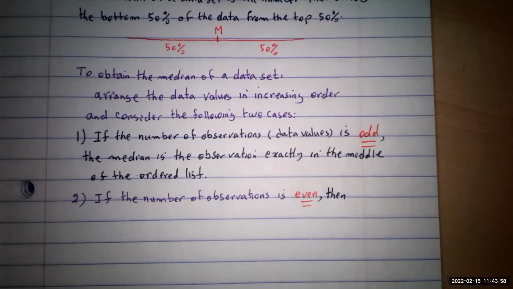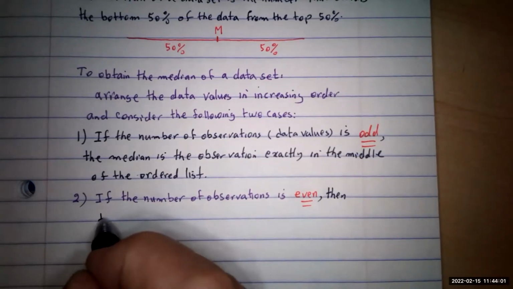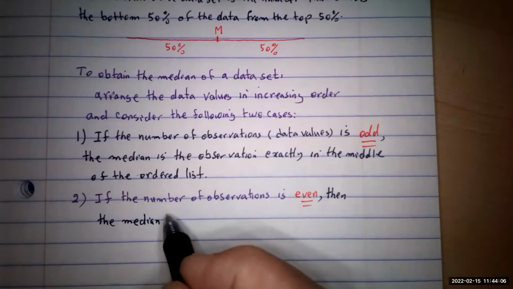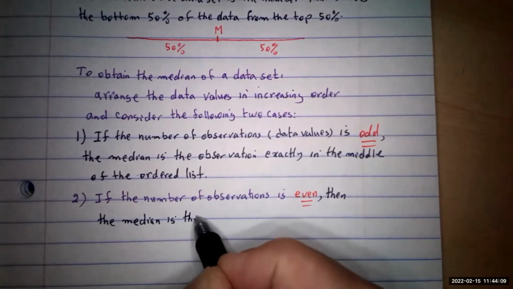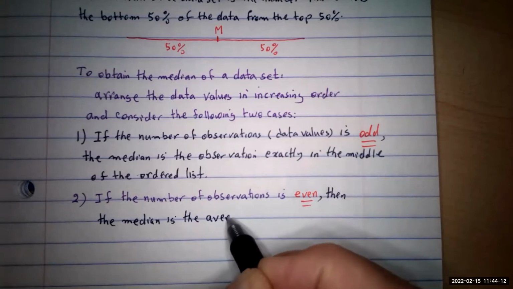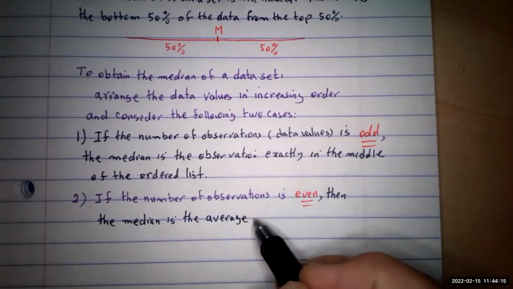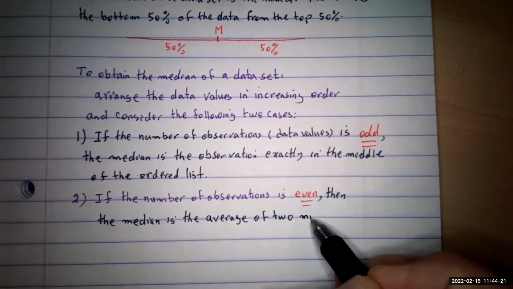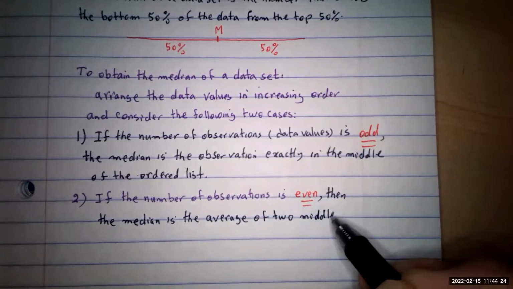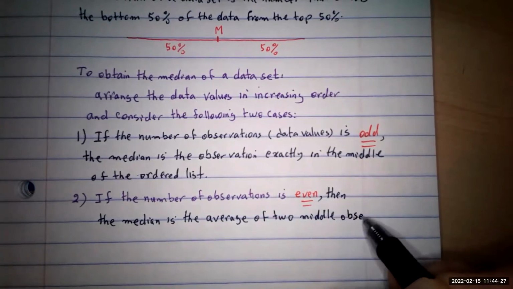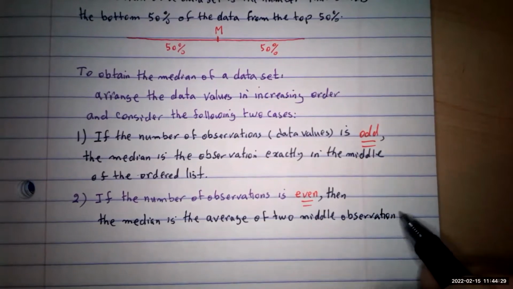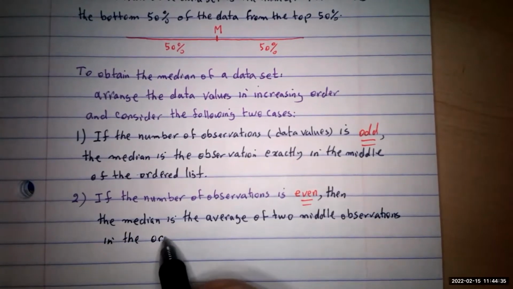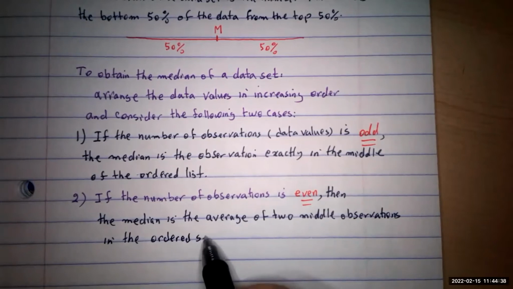You find the average of those middle ones. So then the median is going to be the average of the 2 middle observations in the ordered set.